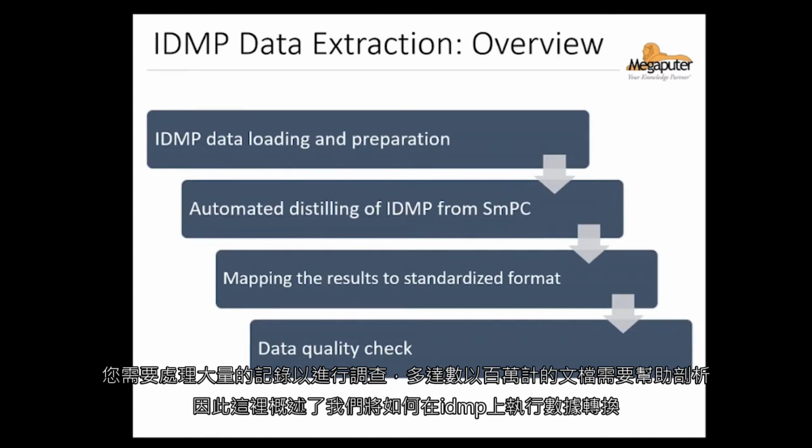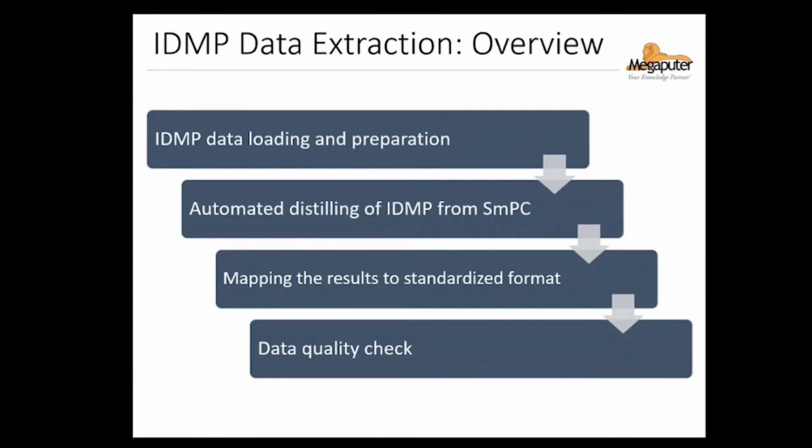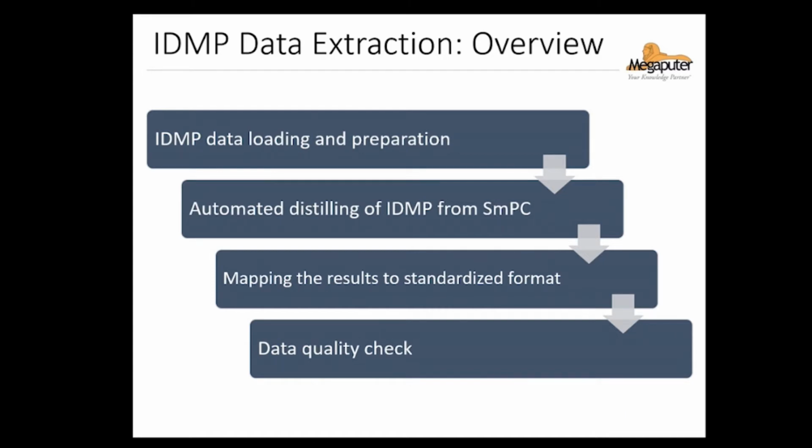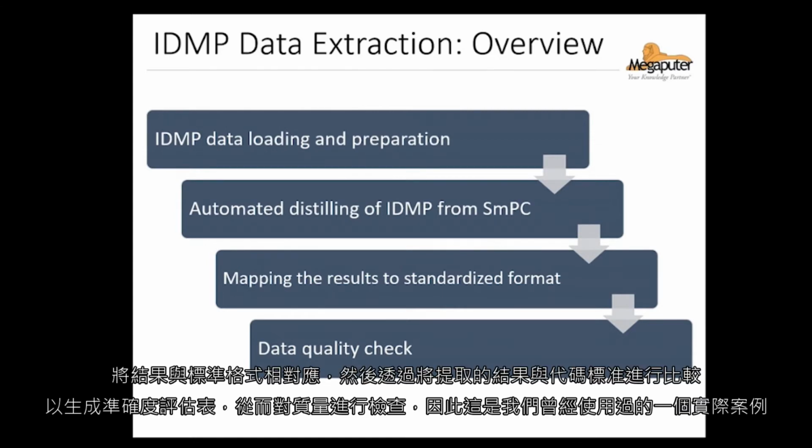So here is an overview of how we will perform data converting on IDMP documents. We will first extract, load, and transform the IDMP data into the preferred data structure. After that, we perform semantic analysis to extract information of interest, and map the results to the standardized format. Last, we do the data quality check by comparing the extracted results with the gold standard to generate an accuracy evaluation table.